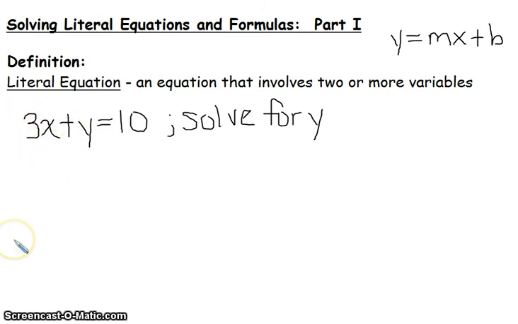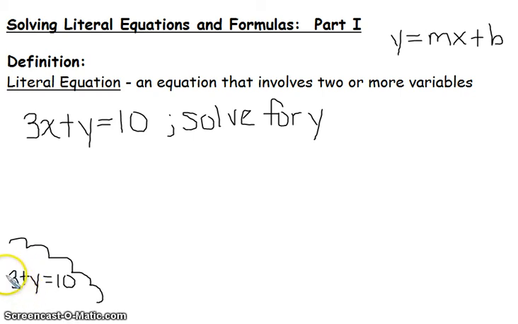I'm going to go down here. I'm going to create myself like a little thought cloud down here. What if that didn't have an x on it? What if this were just 3 plus y equals 10? Well, hopefully, looking at this equation, this goes back to the very first video, hopefully you'd recognize this as just a one-step equation. And if I want y by itself, I've got a positive 3 here.